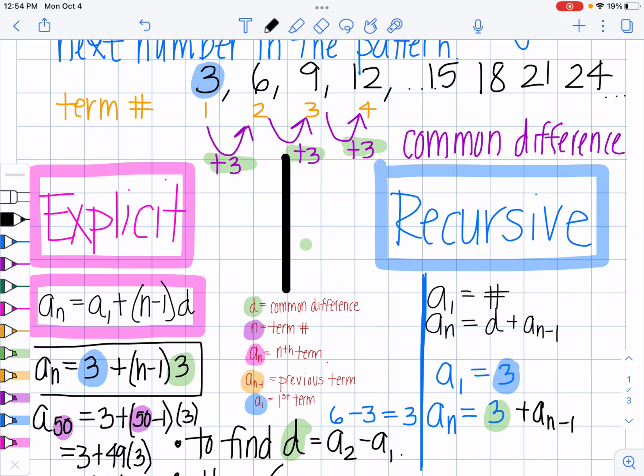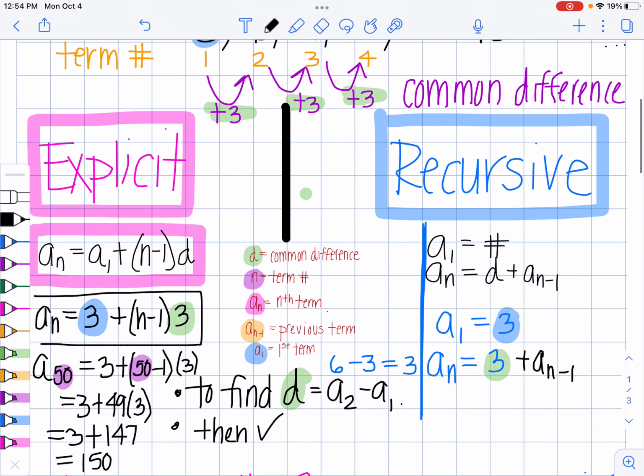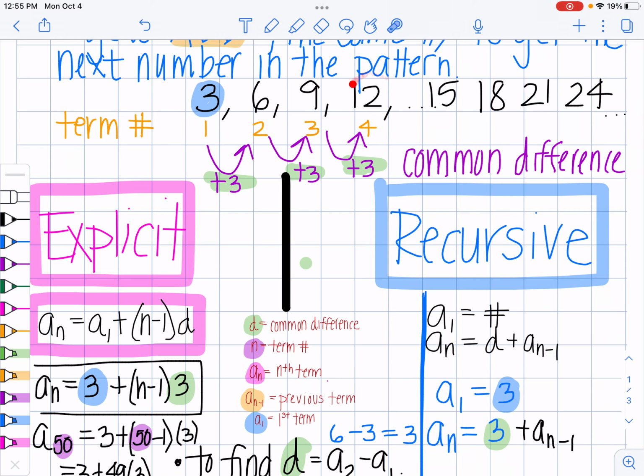So how would I use it? Let's just say I wanted to find the next couple terms. I can use my previous term to do that. So I end right here on term 4. Now, yes, we know that we just add 3 to get to the next number, and we know that the 5th term is going to be 15.